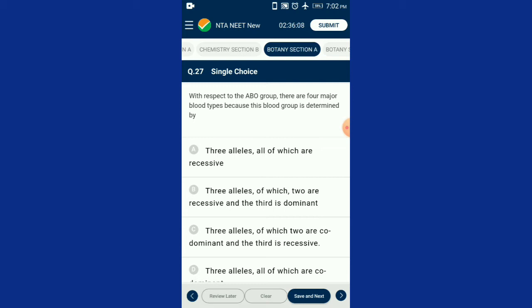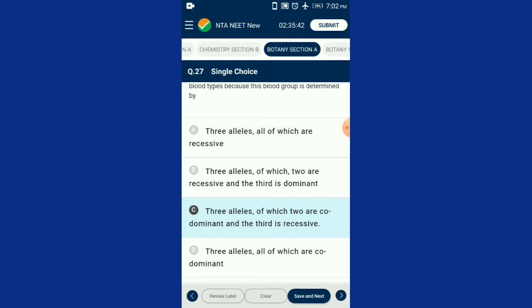Blood group A is determined by I^A I^A or I^A I^O. Blood group B is determined by I^B I^B or I^B I^O. Blood group O is determined by I^O I^O. Blood group AB is I^A I^B. So the answer is option C. There are three alleles of which two are co-dominant and the third is recessive.